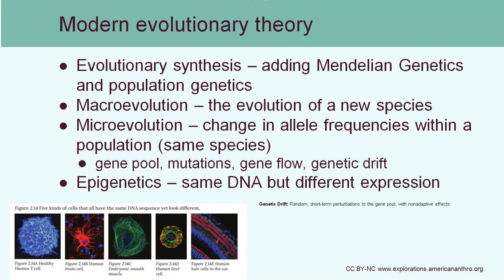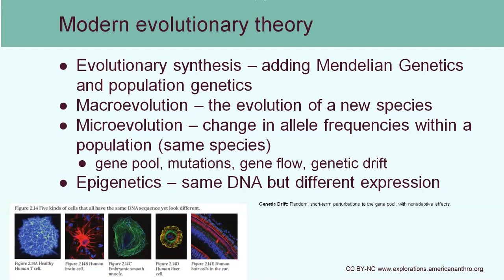And inbreeding can cause negative mutations to become more common, and that can be detrimental to that group of animals. Now, finally, I want to talk about something called epigenetics. Epigenetics is a very new concept. It's the idea of how it can be that something has the same DNA, but doesn't end up looking or behaving identically. So what's going on with that?